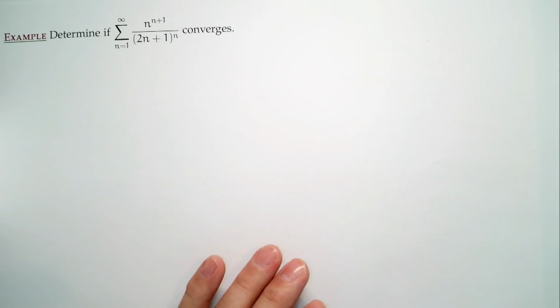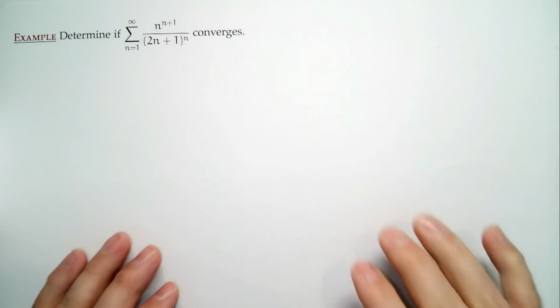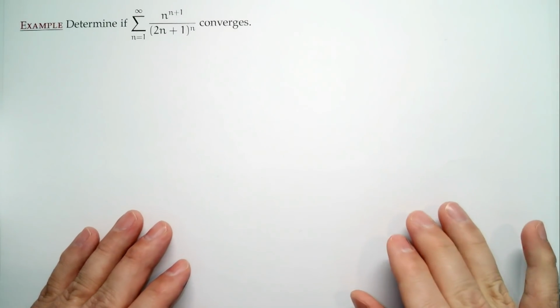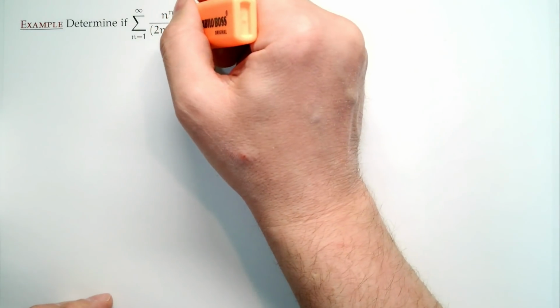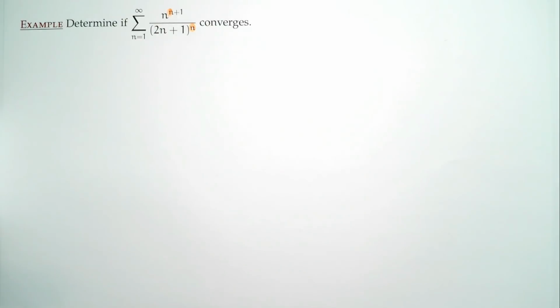All right, next problem. Determine if the sum of n equals 1 to infinity, n to the power n plus 1, divided by 2n plus 1 to the power n converges. Okay, well, you could probably do a lot of things here. And the reason you can do a lot of things is a lot of things work. But I think ratio test and root test should be sort of our go-to standards. And here you'll see that we get lots of n's up in the exponents. And so that's an indication that a root test could work pretty well. So let's try a root test.